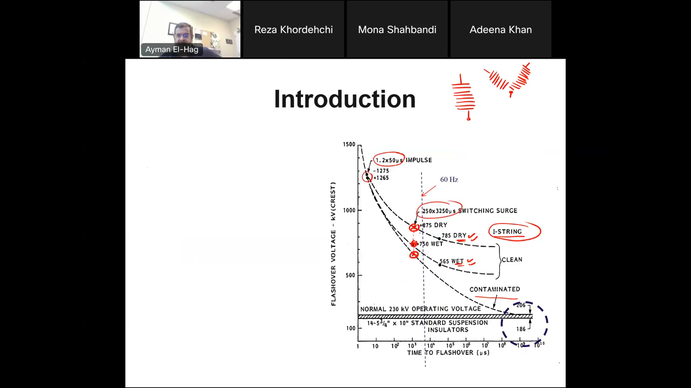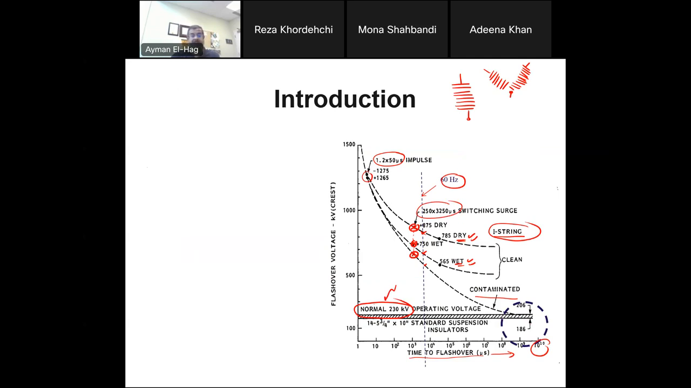Now here it is the 60 hertz. Again, there is a clear difference. It's the time of flashovers in microseconds. Again, you can see a much clearer difference. Okay. Now for a very long time here, meaning that you apply the voltage, this is the nominal voltage for the 230 kilovolt. So this voltage level is tested for 230 kilovolt line to line. Now when the contamination level becomes very, very severe, then the breakdown or the flashover happens at the normal voltage as well. So that's something very important, and you want to avoid it.